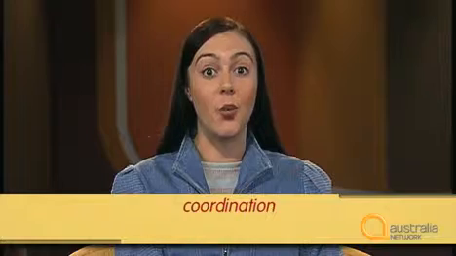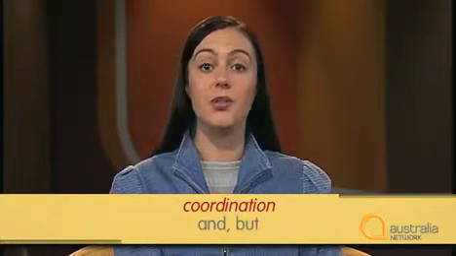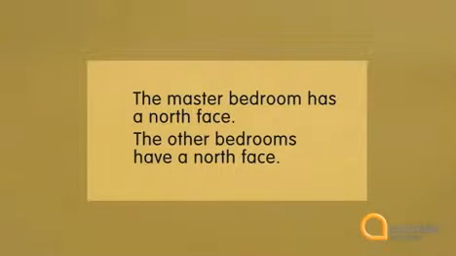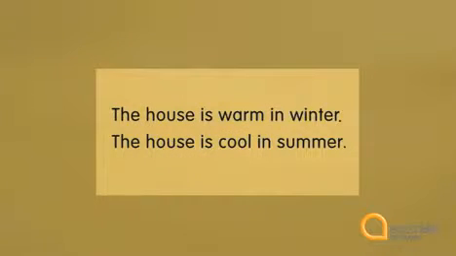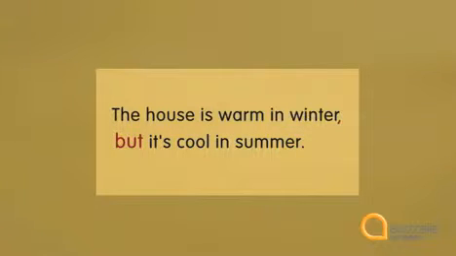Now let's practice that. Join these simple sentences to make compound sentences using coordination. Here, try to use and, but. The master bedroom has a north face. The other bedrooms have a north face. The master bedroom and the other bedrooms have a north face. And here's another one. The house is warm in winter. The house is cool in summer. The house is warm in winter, comma, but it's cool in summer.